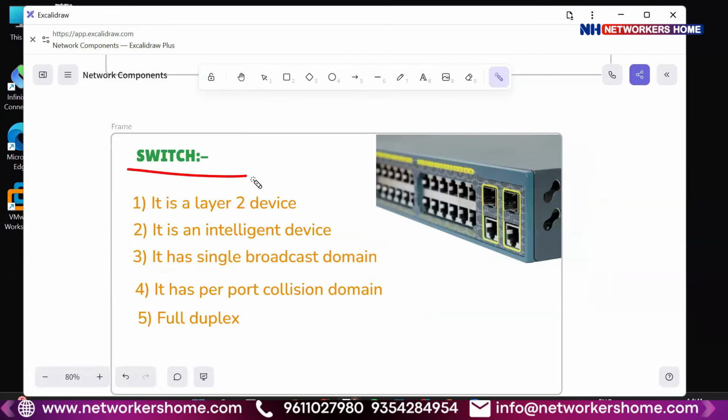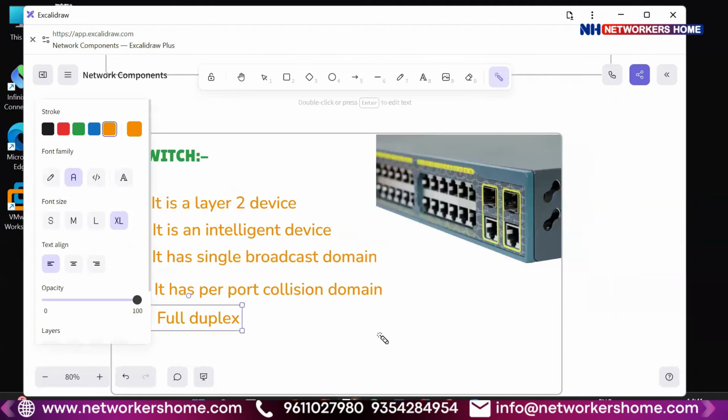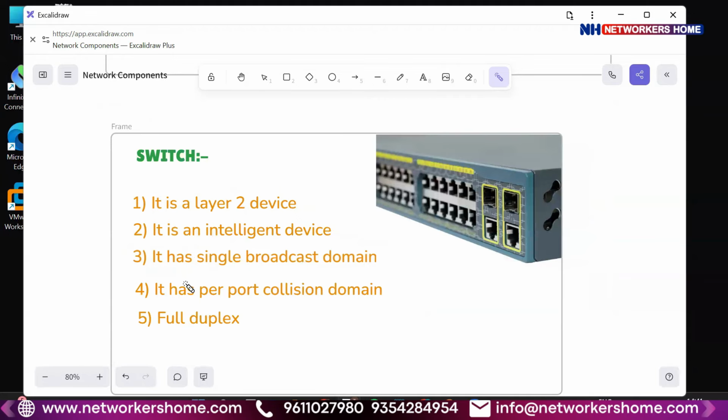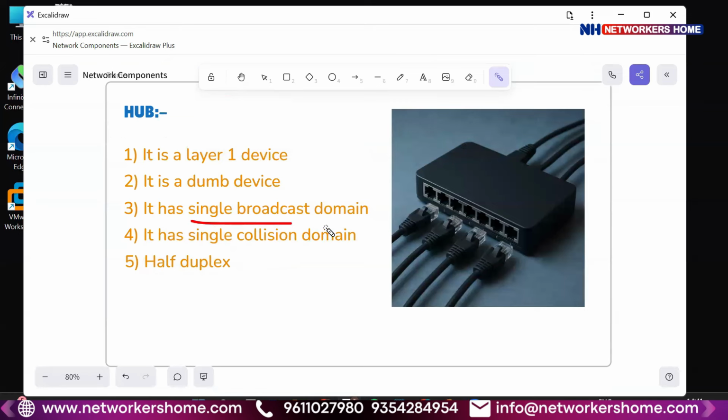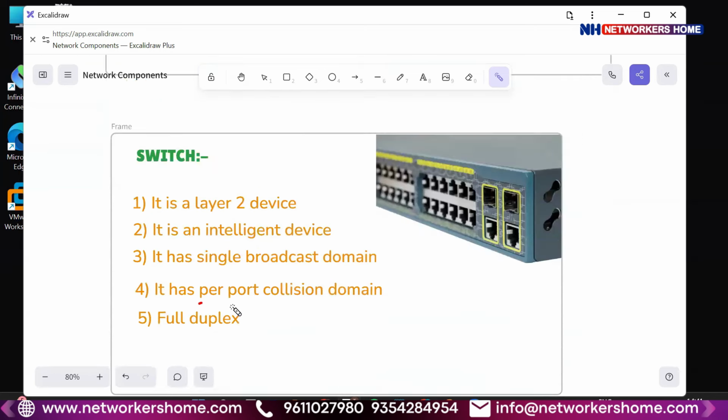Now come to the switch. This is your switch and it works as a layer 2 device. We call it an intelligent device and it is full duplex. It is a single broadcast domain. The hub is also a single broadcast domain, but here you can see the hub is a single collision domain, whereas the switch has a per port collision domain. This is very important.